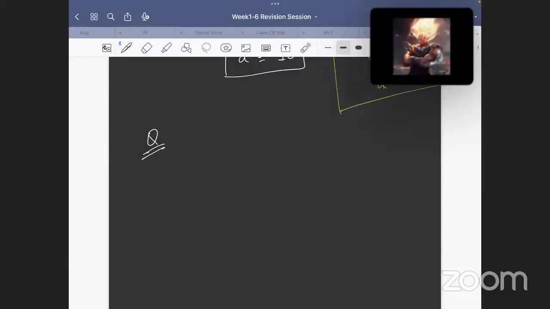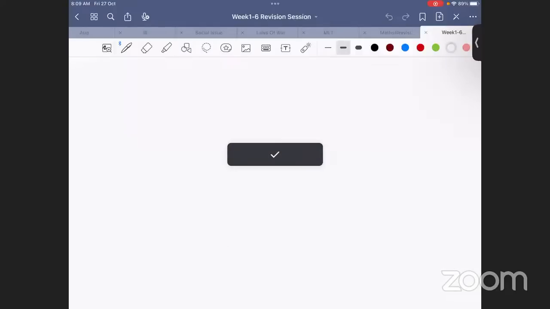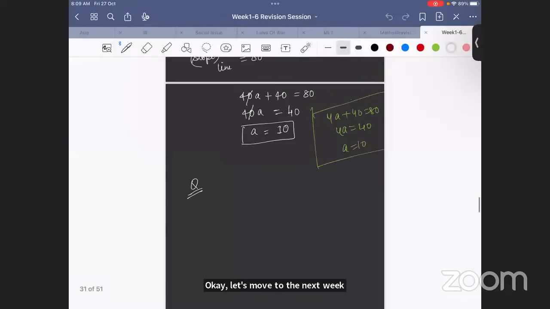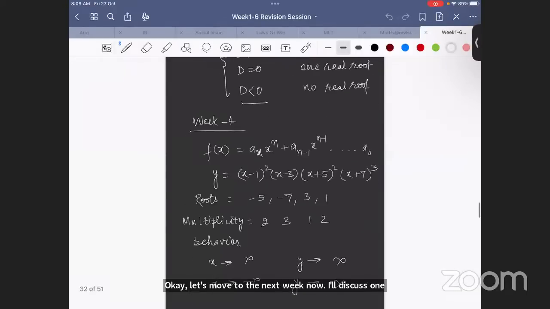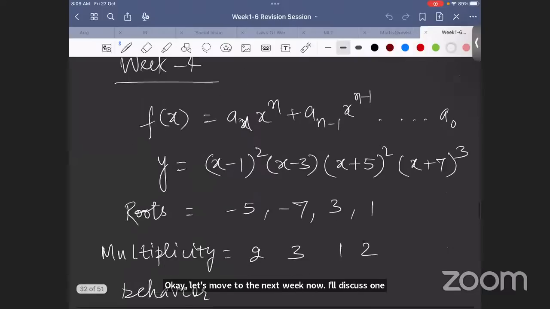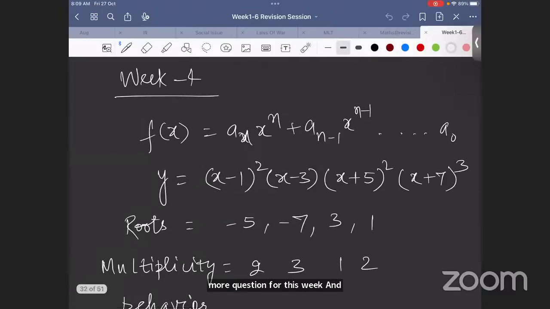Okay, let's move to the next week now. I'll discuss one more question for this week in the end. See, from the fourth week now, what are the minor things that you have read? What is monomial? What is binomial? Trinomial? Those terminologies are not important at all.